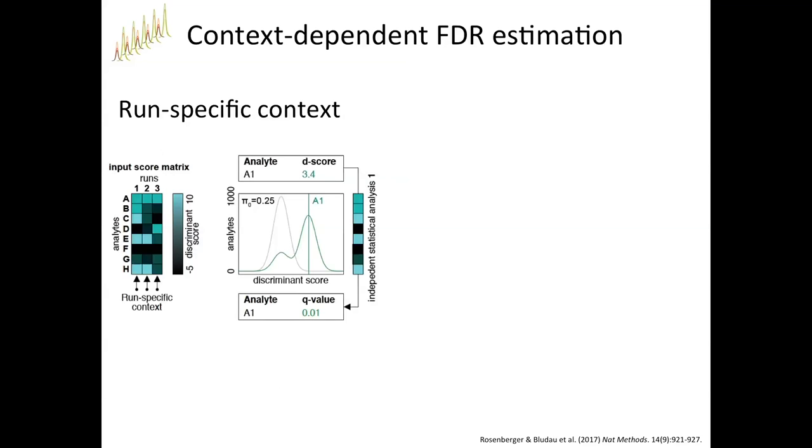We call this the run-specific context. So the way that you calculate D-scores is on a per-run basis. So here is just the toy data matrix.